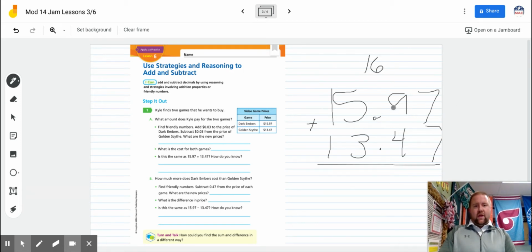We're missing 3 cents to get there. If I took 3 cents from $13.47, that would leave me with $13.44. Well, for adding these mentally then, we would have 16 plus 13, which is 29, and the only decimal that we have is 44 cents.